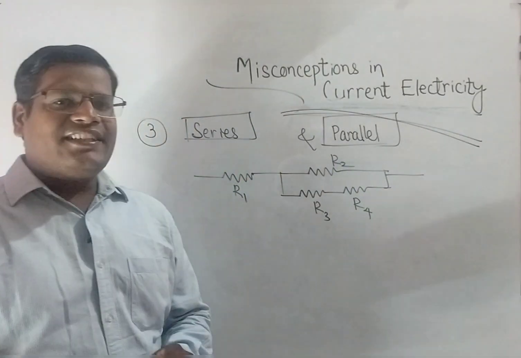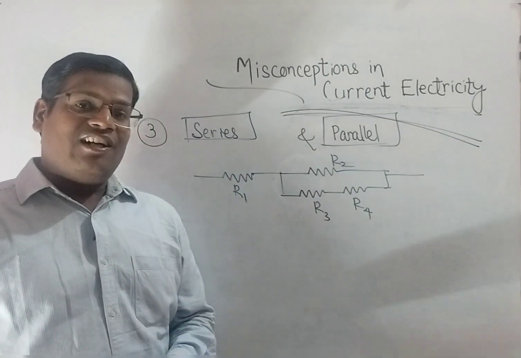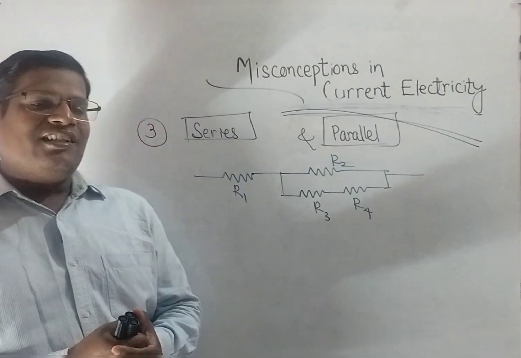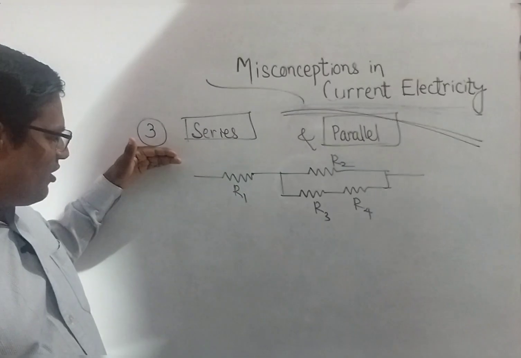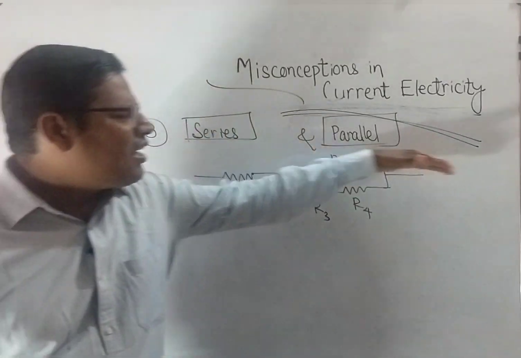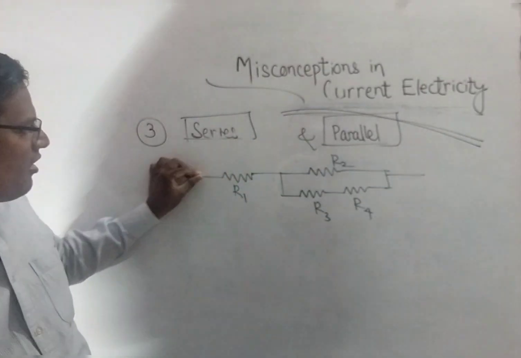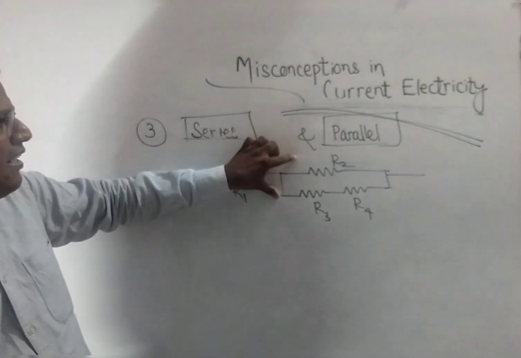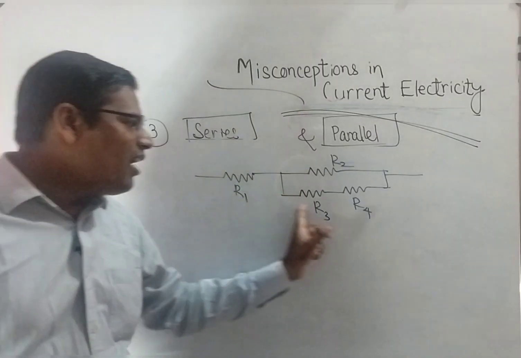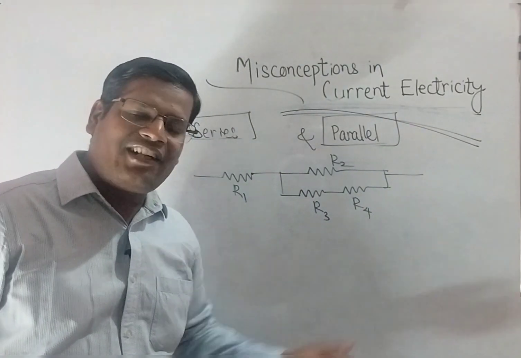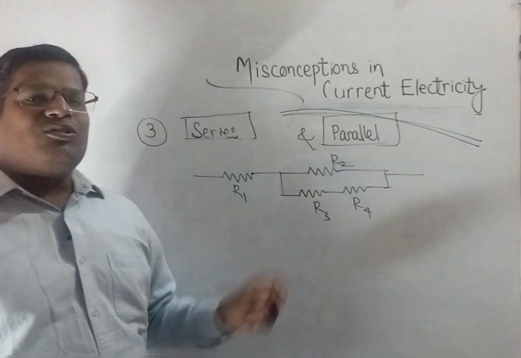R1, R2, are they in series? No, they are not in series. Although someone may feel tempted to say that R1 and R2 are in series. It seems like the current which comes to R1 goes like this. They are in a straight line. No, here there is branching. Whatever current comes through R1 gets divided here. Part of it goes to R2 and part of it goes to the other branch containing R3 and R4. So R1 and R2 are not in series.